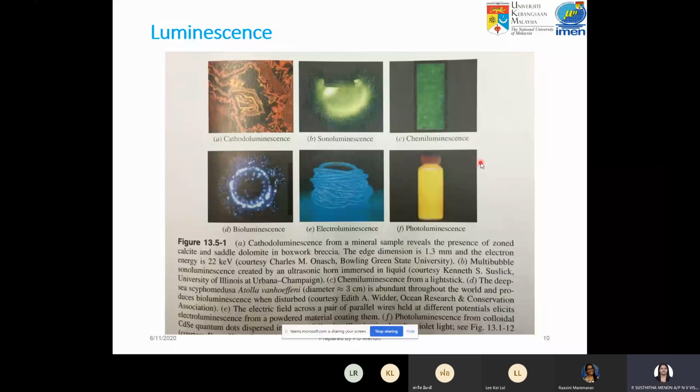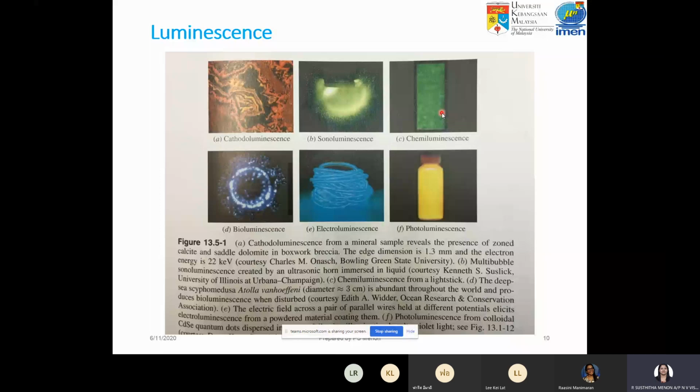I just put up a picture showing different methods by which light can be emitted. This is cathodoluminescence, from a mineral sample. It reveals the presence of zoned calcite and saddle dolomite in boxwork breccia. And this is sonoluminescence, from sono, meaning sound. Multi-bubble sonoluminescence is created by an ultrasonic horn immersed in liquid.